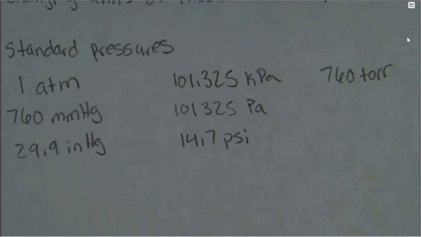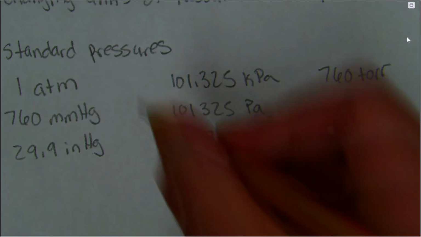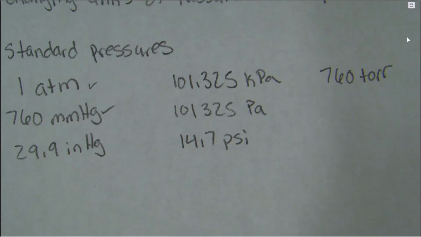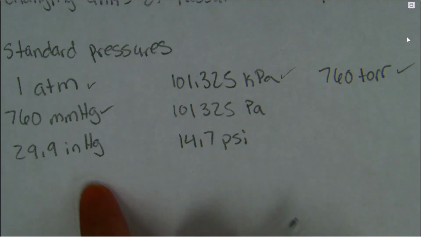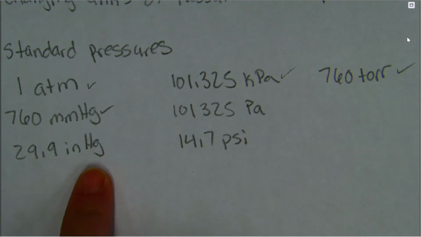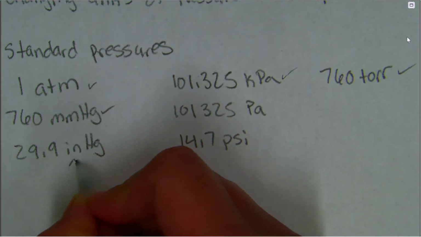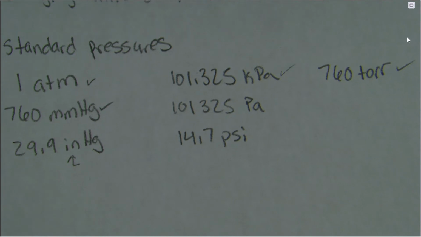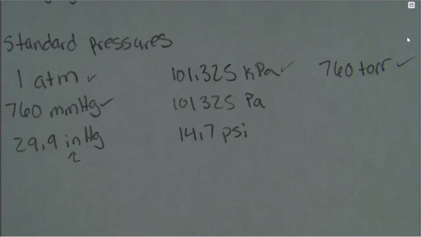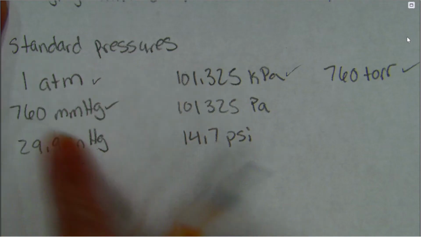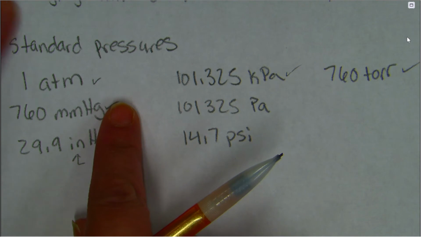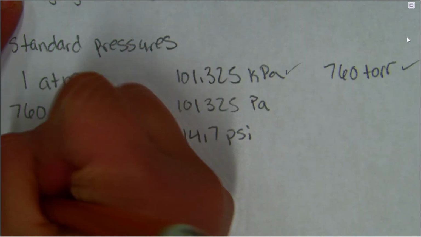And the most common ones that we're going to use are going to be the atmospheres, millimeters of mercury, kilopascals, and torr. But you will see these other ones as well, especially inches of mercury here in the United States, because we don't use the metric system. We use inches and feet. Okay, so these are standard pressures. So these are constant units, all right?